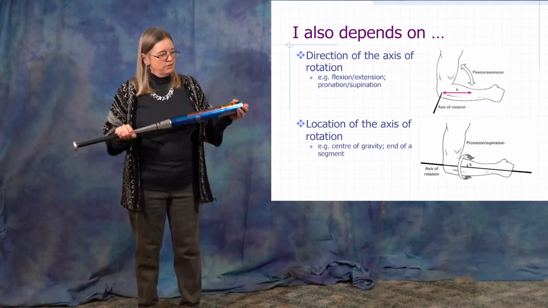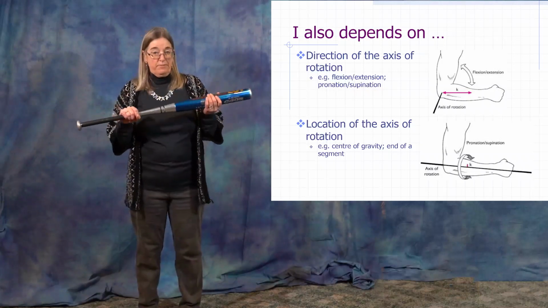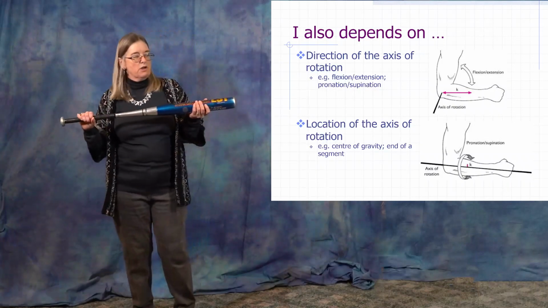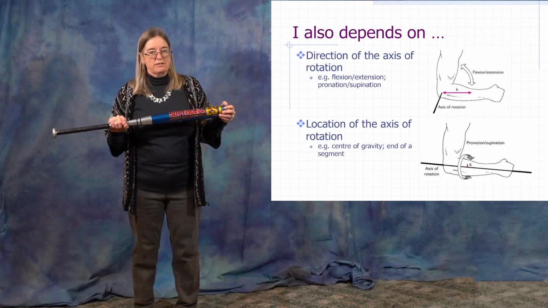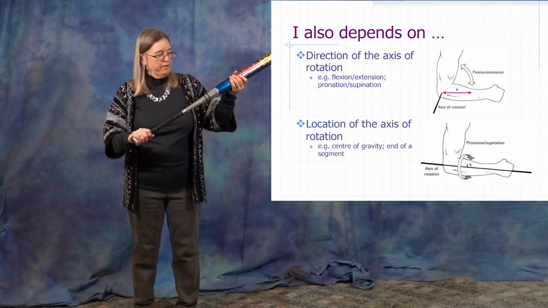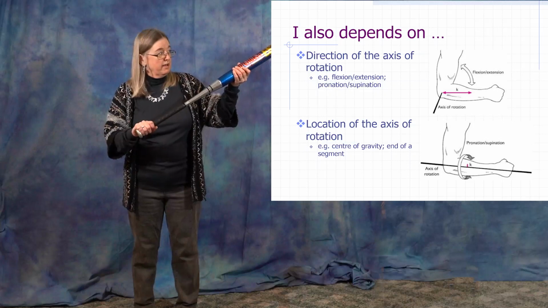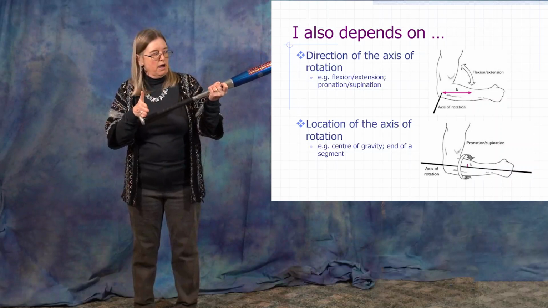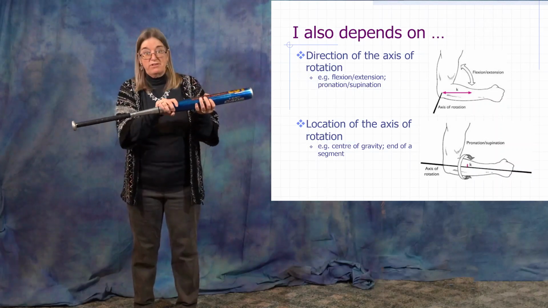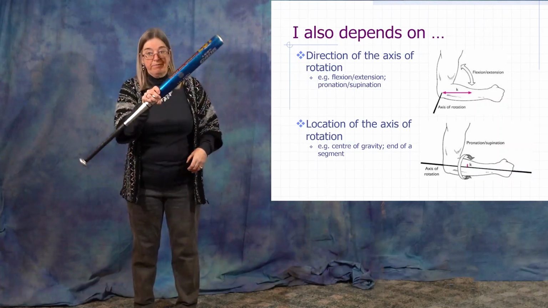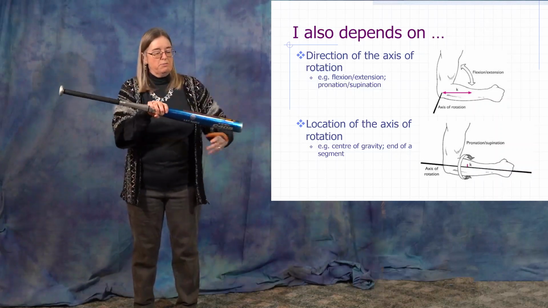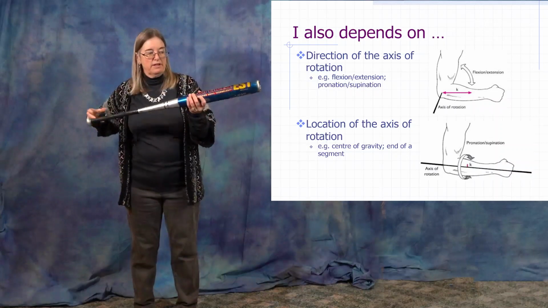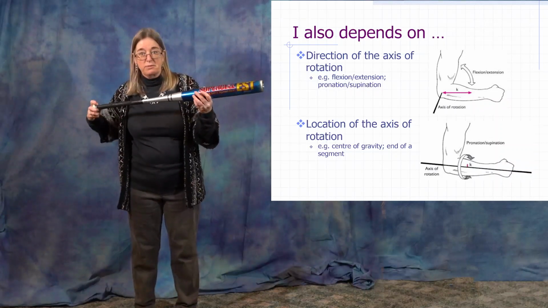So I depends, as I said, on the direction of the axis of rotation. Clearly, if I'm rotating around an axis here, or even around the center of gravity, the distribution is going to be much greater than if the axis goes down the end of the bat and you're spinning this way.